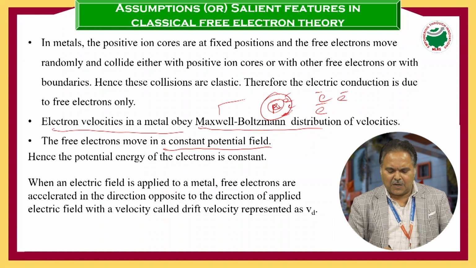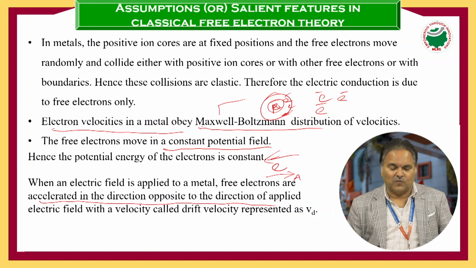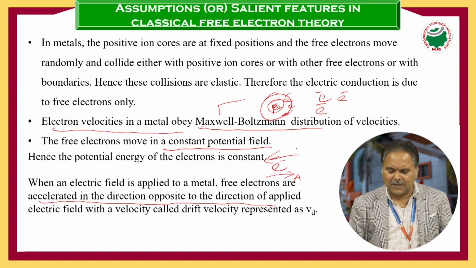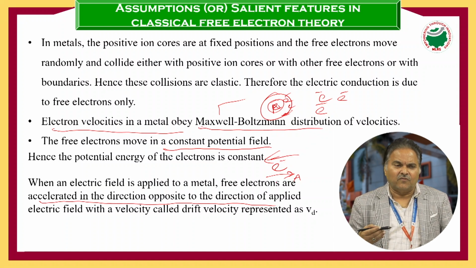When an electric field is applied to a metal, free electrons are accelerated. Usually the electron moves opposite to the current direction: the current direction is to the right, and the electrons move to the left. So electrons move opposite to the direction of the applied electric field. After gaining energy from the electric field, the electron moves faster. We can calculate that in terms of velocity, which we call the drift velocity.